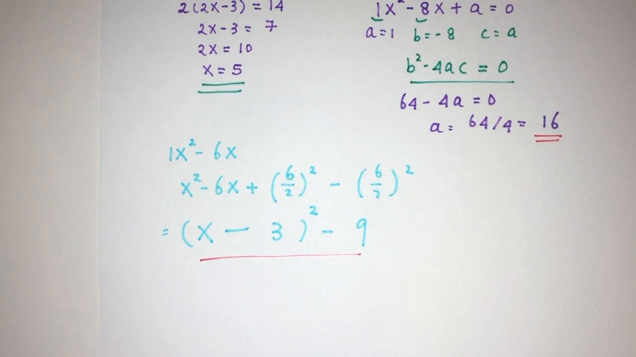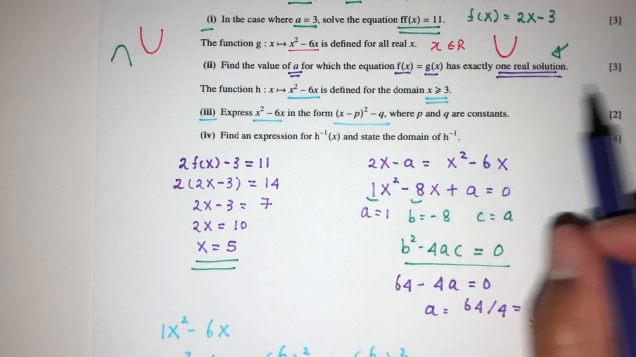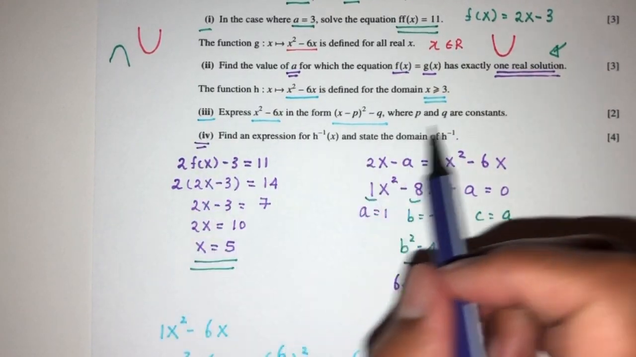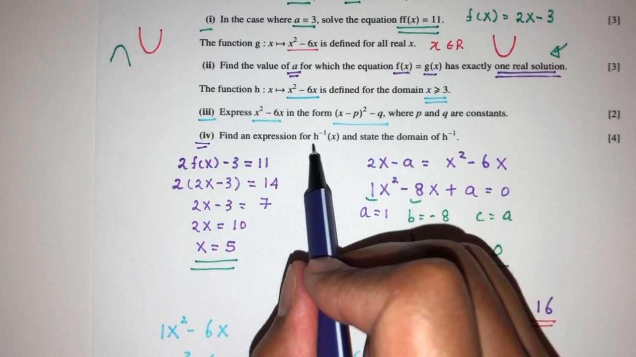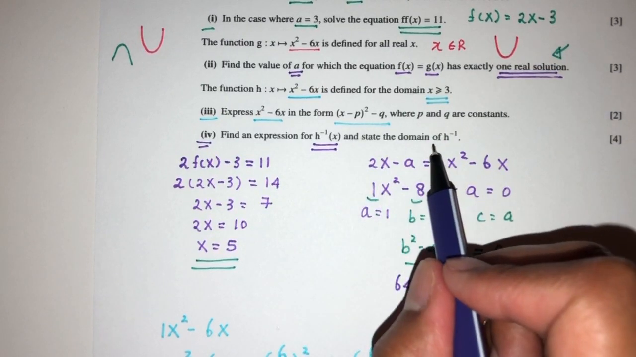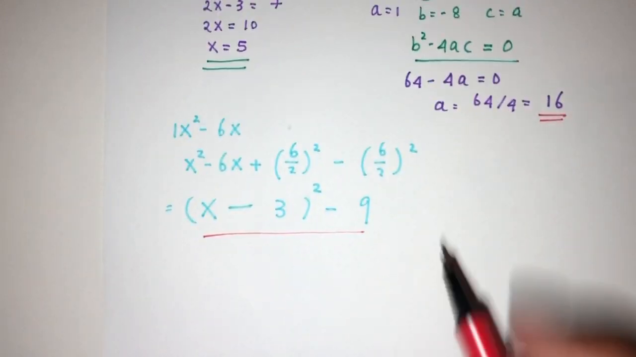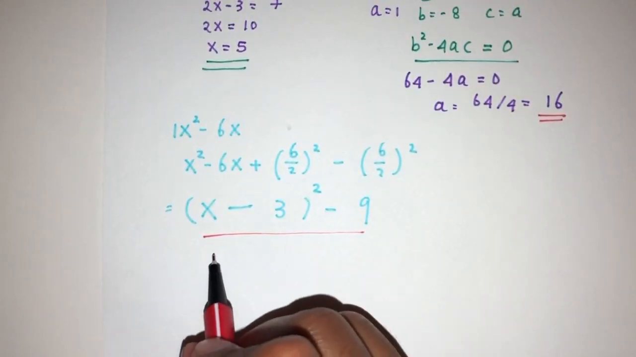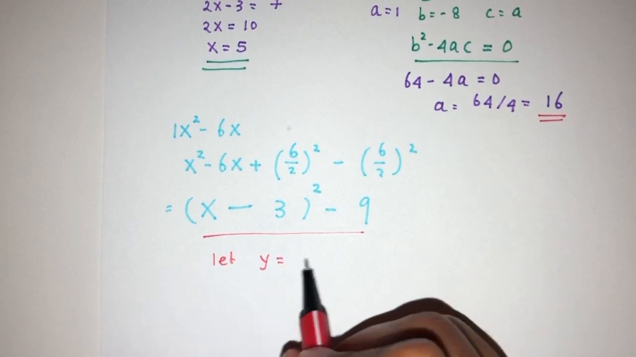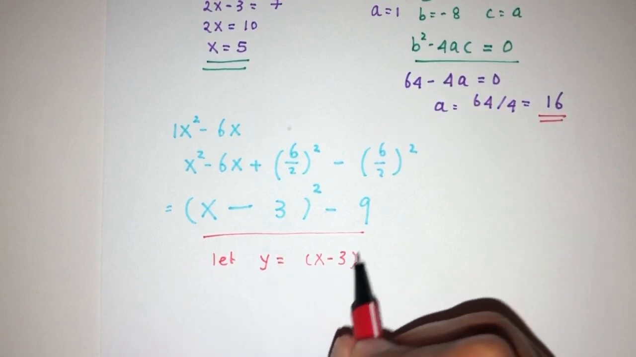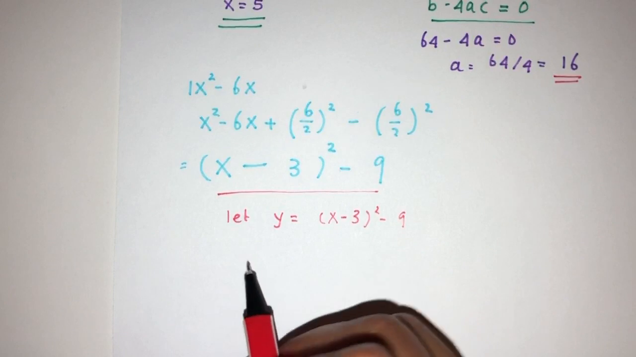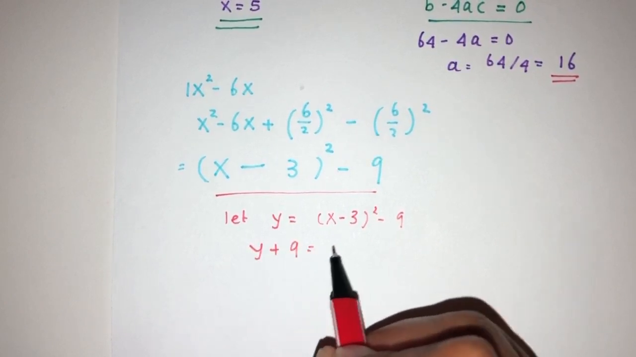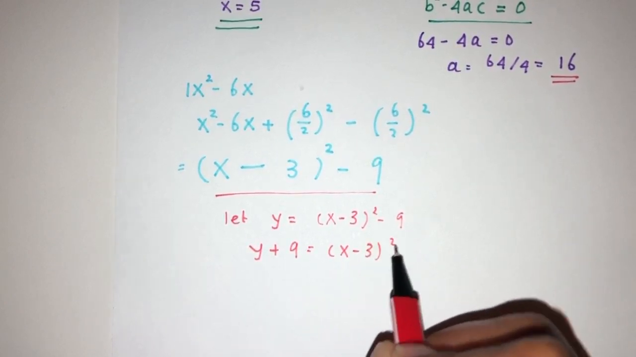Right. Now moving on to this question, we have part 3. We have to find an expression for h inverse of x and state the domain of this. So let's see, what do we have? So expression in terms of this. First we have to let y equal to h of x, which is this. Send this over here, it will be y plus 9 is x minus 3 squared.